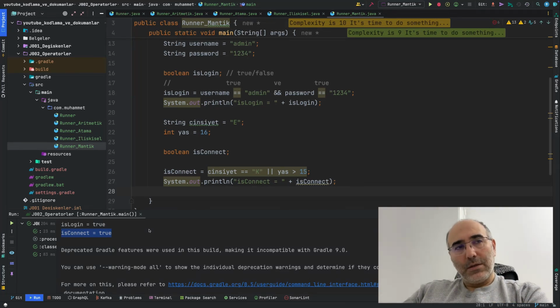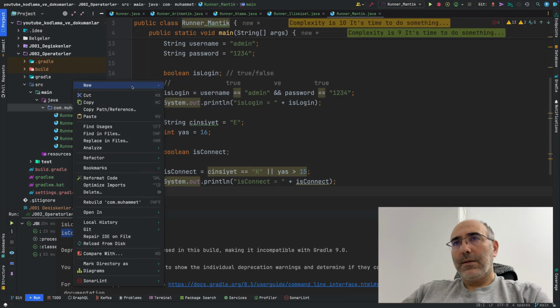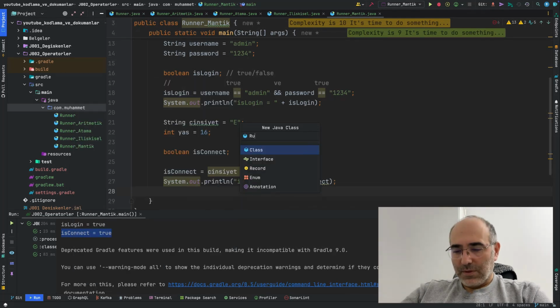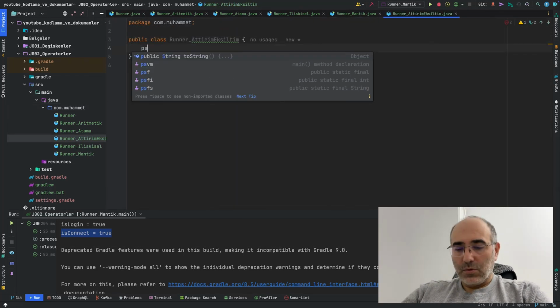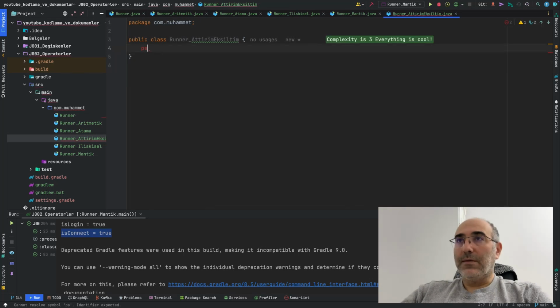Yes, friends, we've reached our final topic. We've come to the last topic of our operators, friends. This is what I call the increment and decrement operators. Up next. Oops, we wrote it wrong.